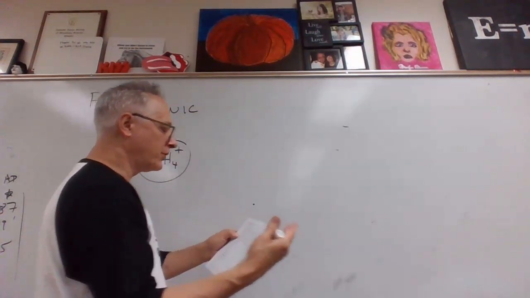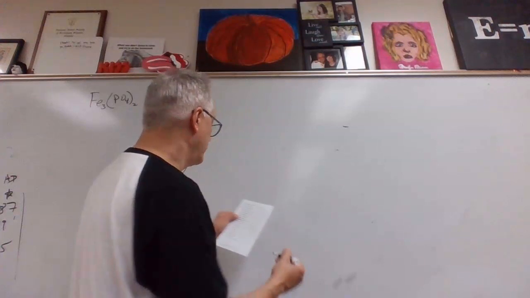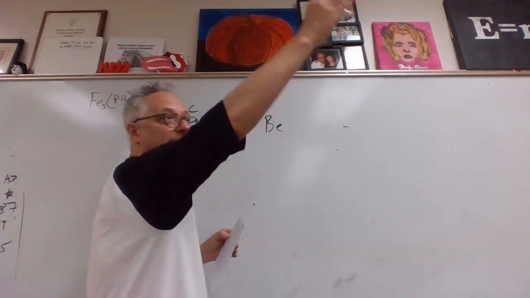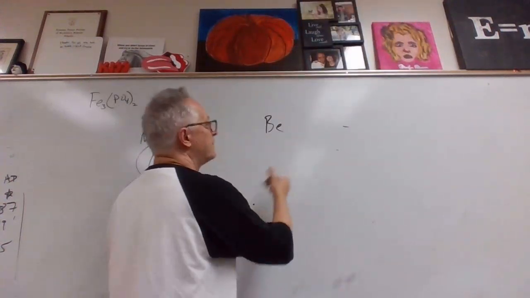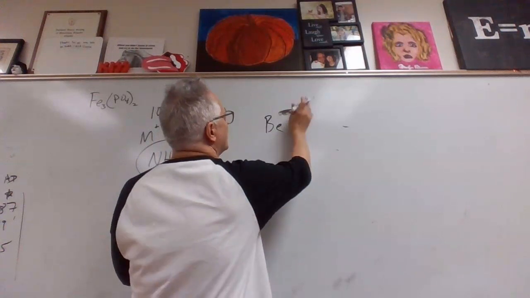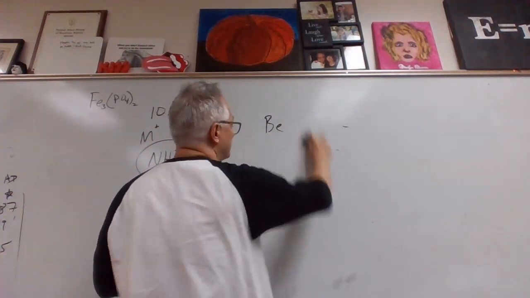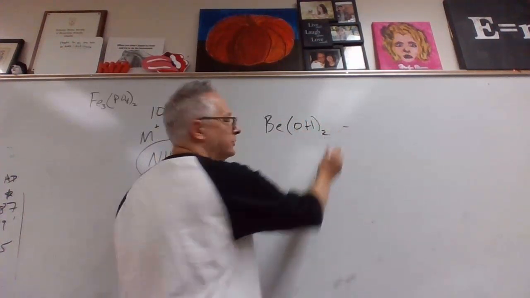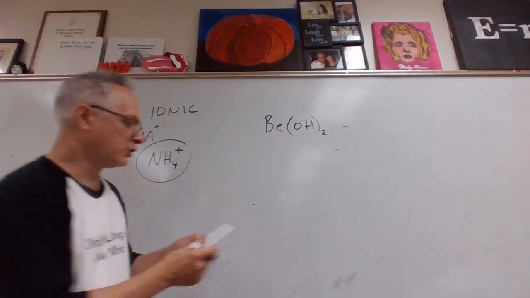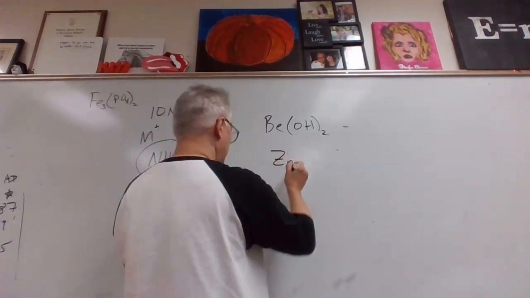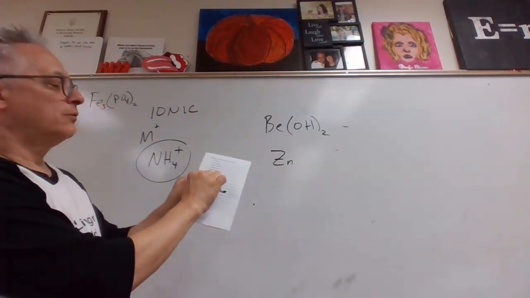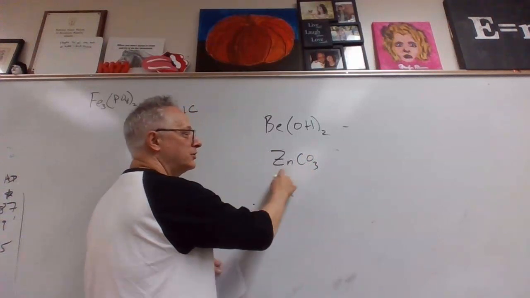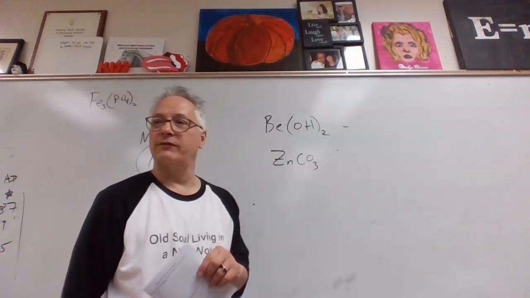Now we're finally starting to get to some polyatomic ions. Beryllium hydroxide. Beryllium is a +2, in the second column, the alkaline earth metals. Hydroxide is a -1. Just look at your chart, not brain science here. So you put a 2 there. Zinc carbonate. Zinc always gets a +2. That's why there's no Roman numeral there. Carbonate is CO3 with a -2 charge, and zinc has a +2 charge. So there's your formula for zinc carbonate.